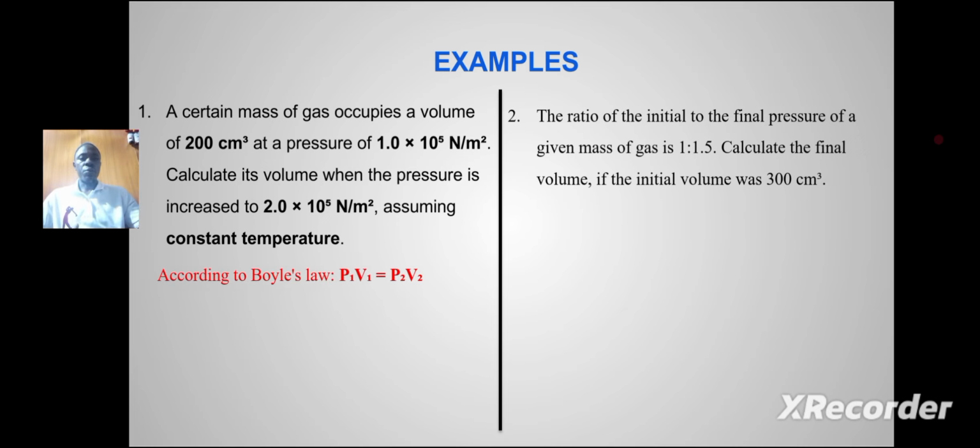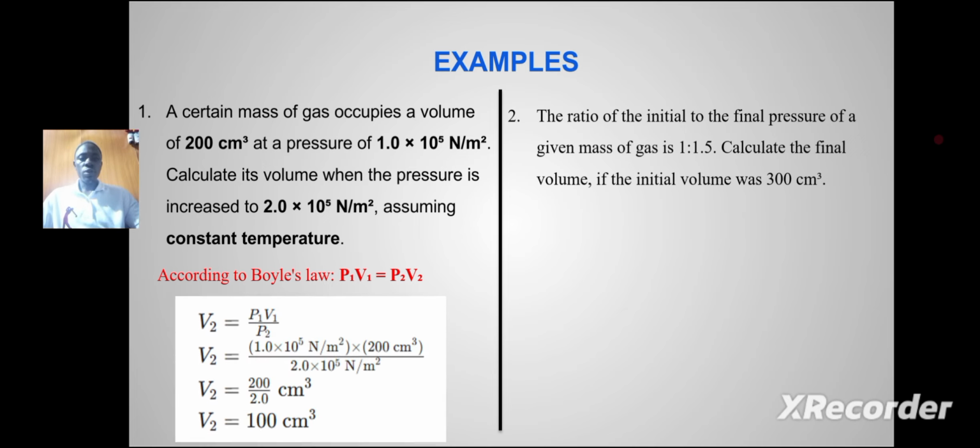According to Boyle's law, P₁V₁ is equal to P₂V₂. Once we make V2 the subject of the formula by dividing both sides by P2, we have that V2 is equal to P₁V₁ over P2. So this is the formula we are going to be using. Why are we making V2 the subject of the formula? Because we're given the first volume and the first pressure. We're given the second pressure and we're looking for the second volume, which happens to be V2.